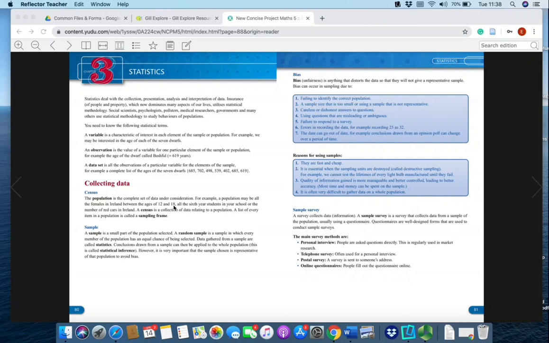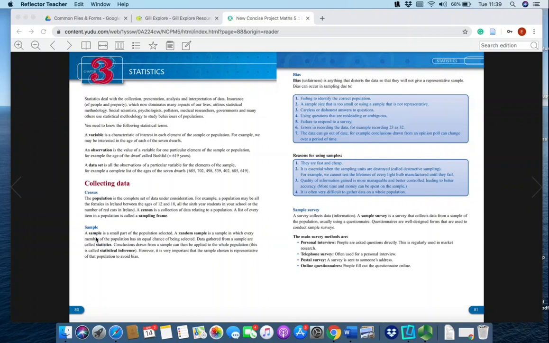So if you were going to look at the entire population in Ireland, then you have to survey every girl between 12 and 18. A census, if anybody's heard of it, is a collection of data relating to a population. So every 4 years in Ireland, the government does a census, which is a big huge survey about everybody in the country, and everybody who's in a particular house on a particular night has to fill in this census, and that's how they figure out data or statistics on where a country is and how many are working and so on and so forth. A list of every item in a population is called a sampling frame.